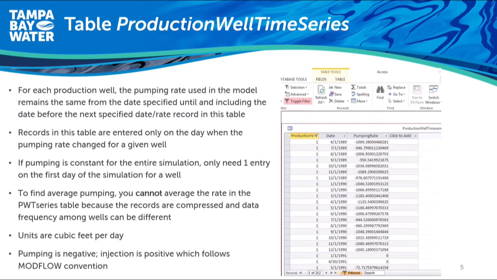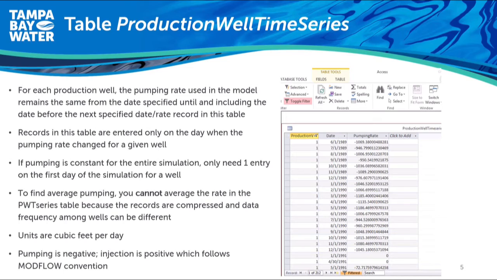In the example on the right, the pumping always stays at the rate specified on the first day of the month for the entire month, until the rate changes on the first day of the next month. If the pumping is constant for an entire simulation, only one entry is needed on the first day of the simulation for a well. To find average pumping, you cannot average rates in the production well time series table because the records are compressed and the data frequency among wells can be different. Compressed means that a record is required in the table only when there is a change in the rate.